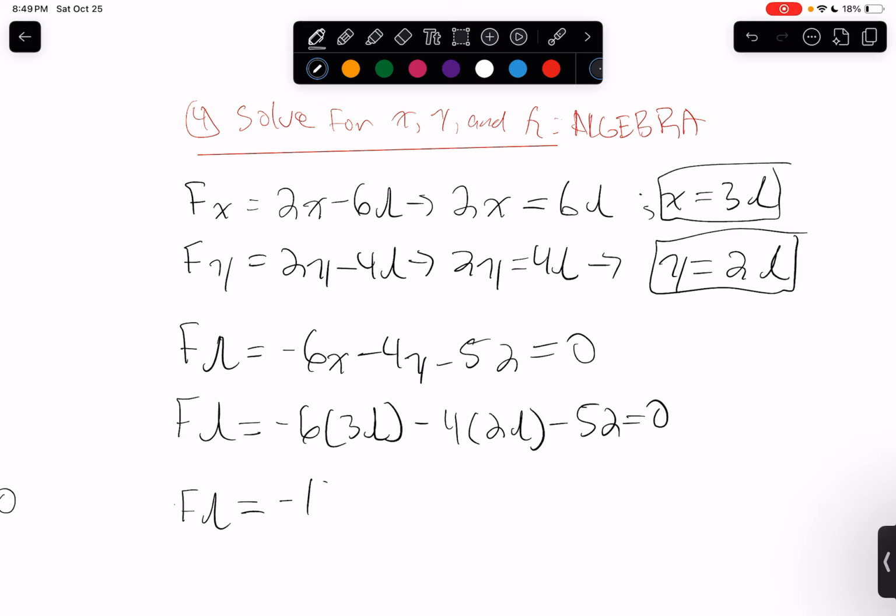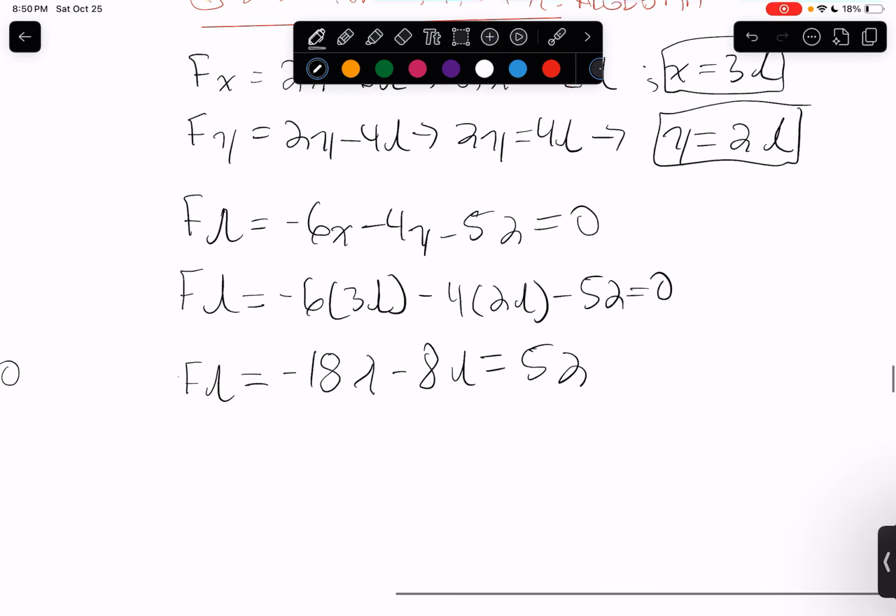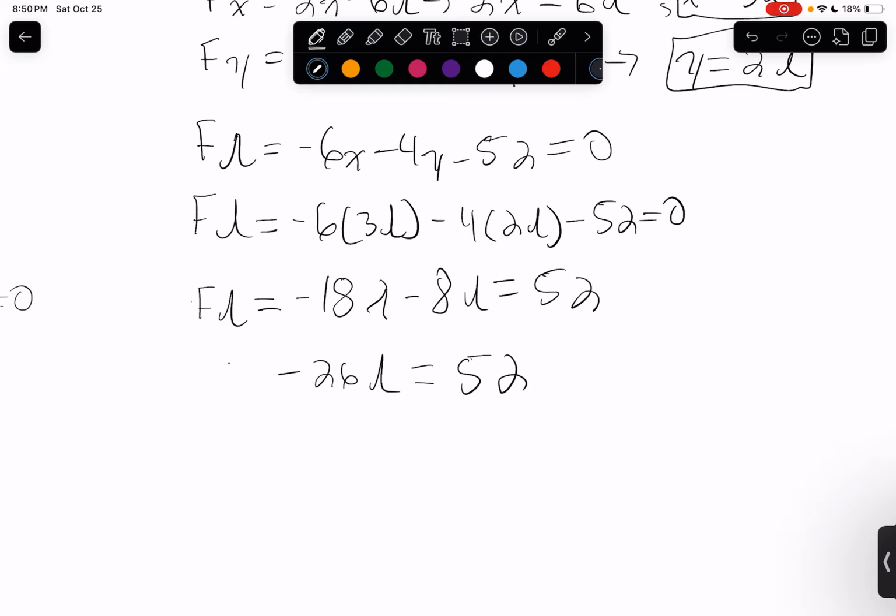And we're going to find that negative 18 lambda minus negative 8 lambda equals to just 52. All right, now we're going to move that negative 52 to the right side. All right, all that's going to equal to negative 26 lambda equals to 52. So we want lambda by itself, so we're going to divide negative 26 from lambda. And when we do that, we're going to find out that we have a value of negative 2. Don't forget there's a negative value here. So we have our lambda.